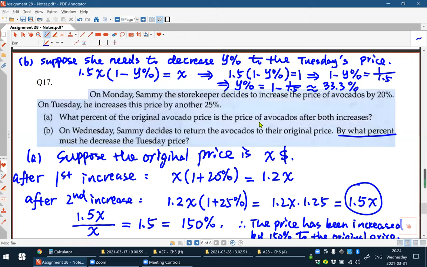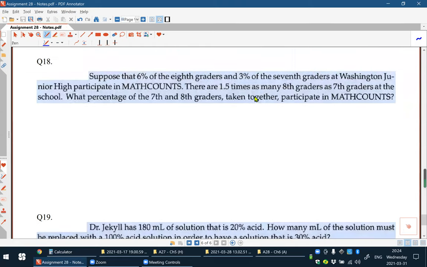Okay, so that means based on Tuesday's price, she needs to reduce 33.3% of the price there to return to the original price. Understand? Okay, any questions here? No? Okay, let's see question 18.